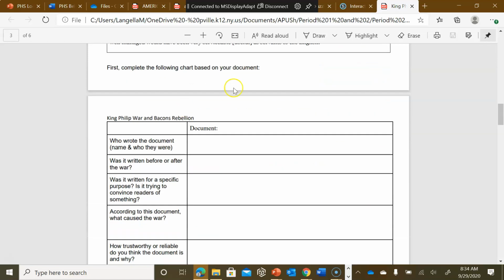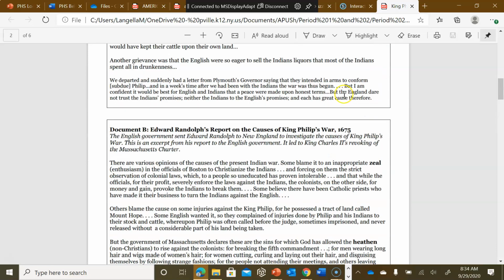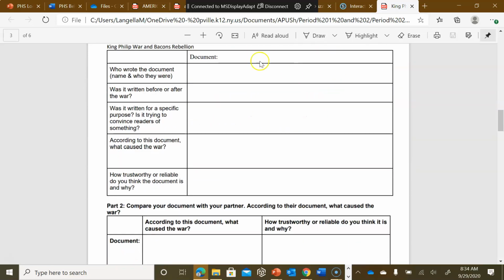What you're gonna do is with your partner, you're gonna split up. One person has document A, one person has document B. On your sheet, you're gonna write in which document you have. You're gonna answer the context questions here, so at least you're going to be sharing this with your partner when you complete it.